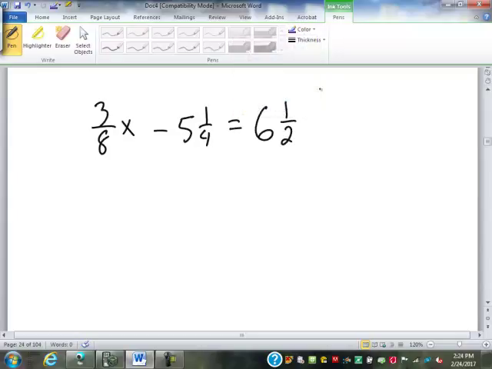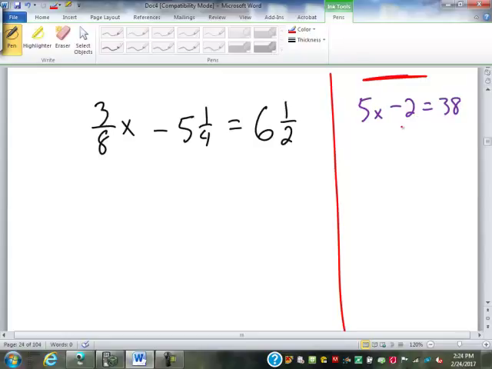We can run into questions like this. This is exactly like having one that is 5x minus 2 equals 38. Let's do these equations side by side so you can see how they're the same. Over here on the right side, what would we do first to solve this? You would add 2. On the left side over here, the equivalent would be doing what to start solving this one? Adding 5 1/4. Adding the 5 1/4.